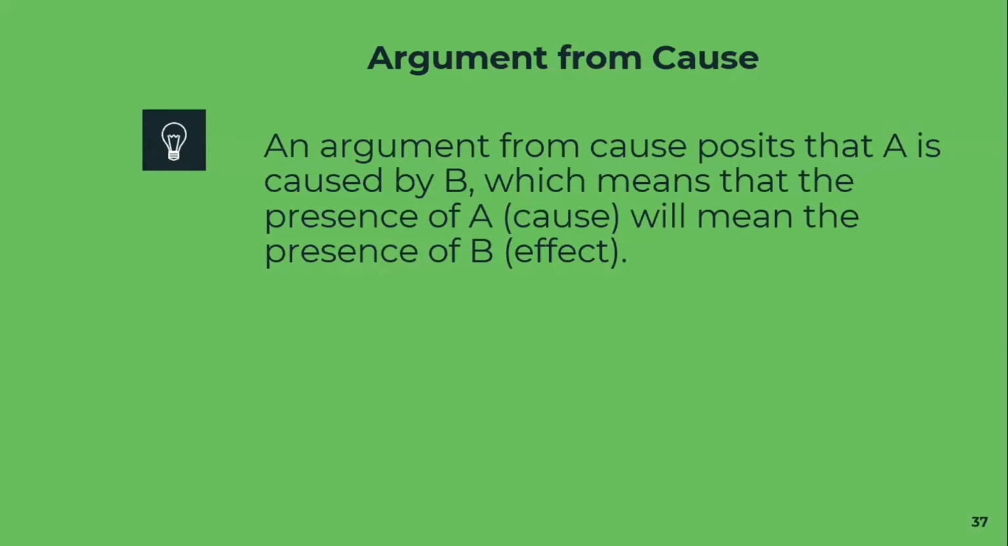Next is argument from cause. An argument from cause posits that A is caused by B, which means that the presence of A, or the cause, will mean the presence of B, which is the effect. So argument from cause refers to a situation that results from another situation. This means that the two premises imply a cause and effect relationship.